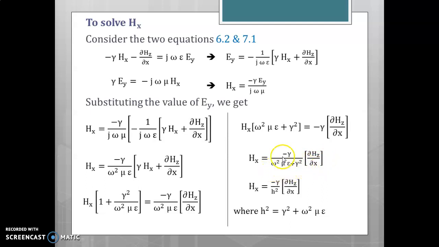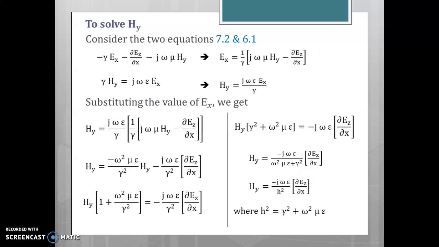And this entire term is nothing but h square. That is, h square is equal to gamma square plus omega square mu epsilon. That is finally, Hx is equal to minus gamma by h square dou Hz by dou x.